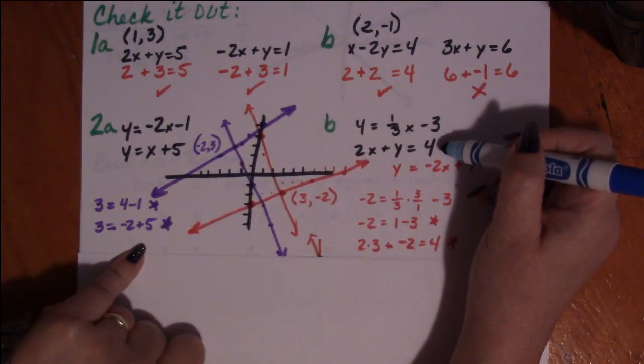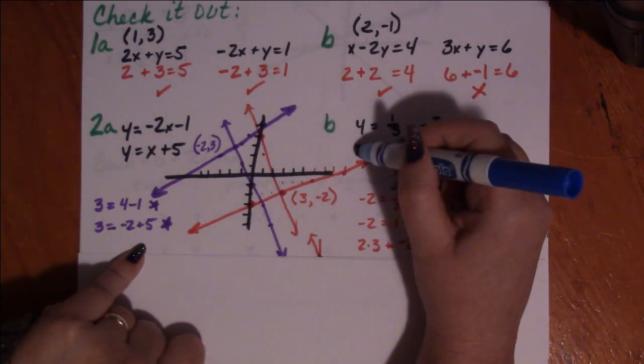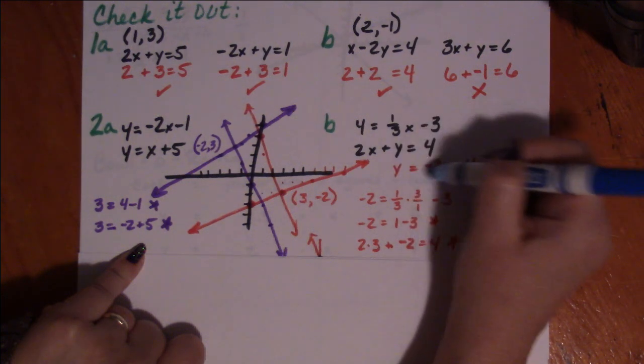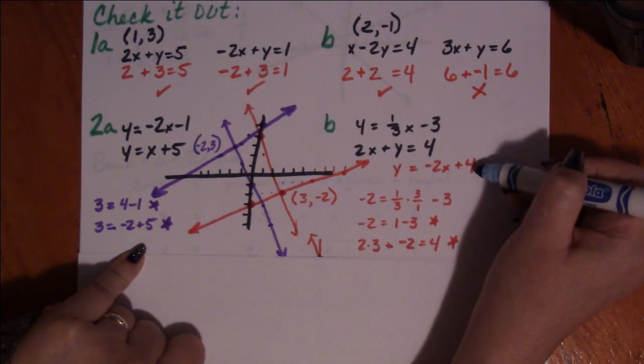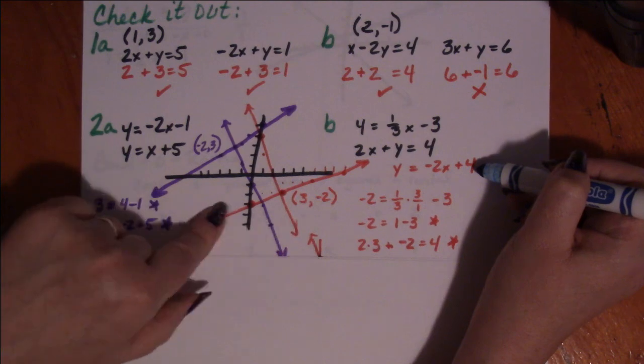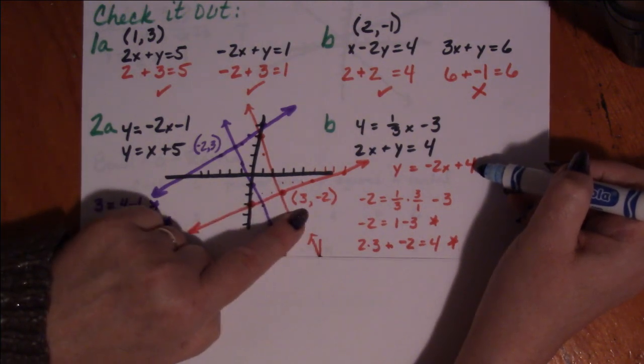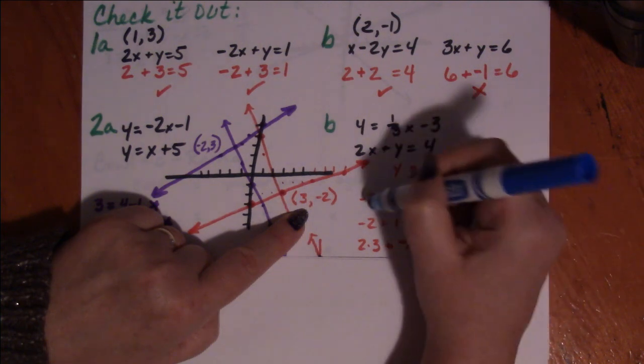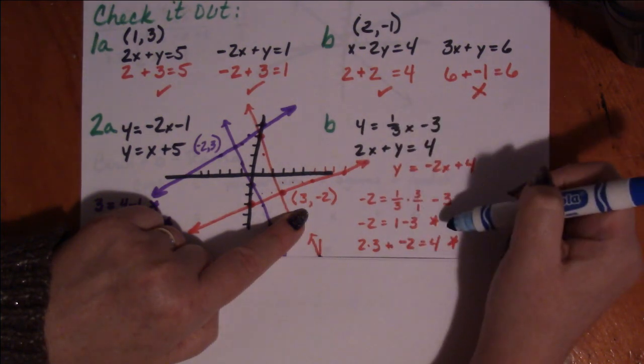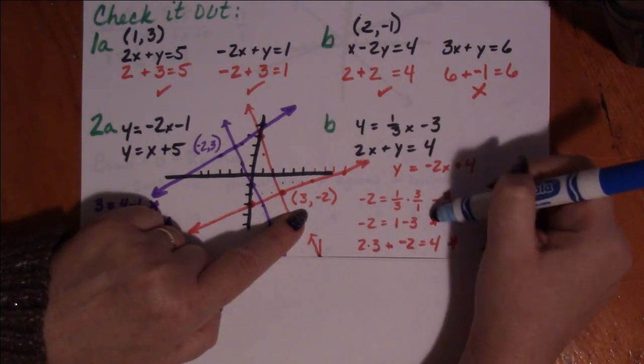For B, I have two equations, and this one's not in slope-intercept form, so I can put it in slope-intercept form relatively quickly. I graphed them both in red, and they seem to meet at (3, -2), and I stuck 3 and negative 2 in for x and y, and they both work.